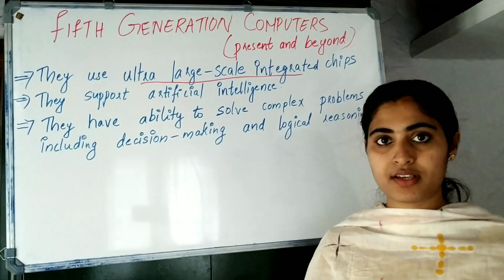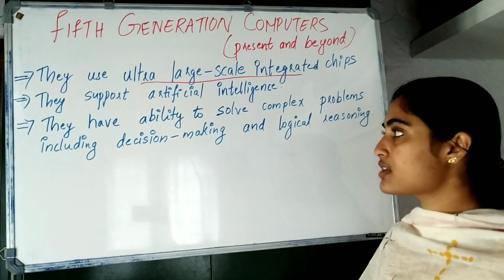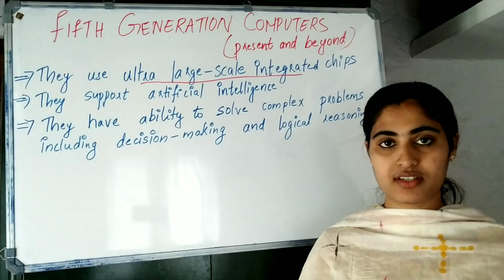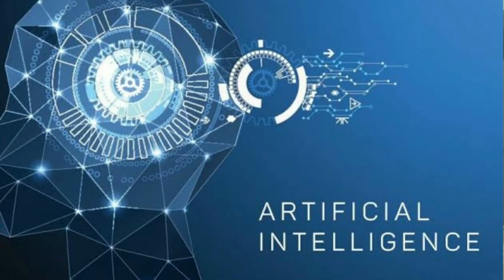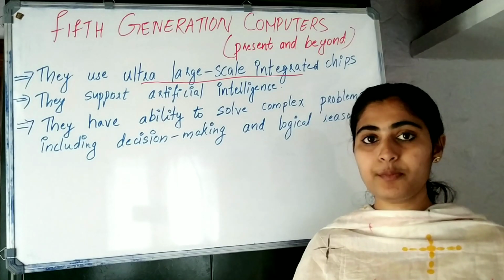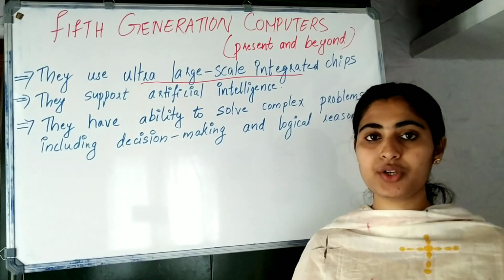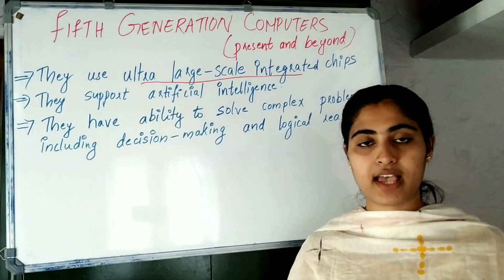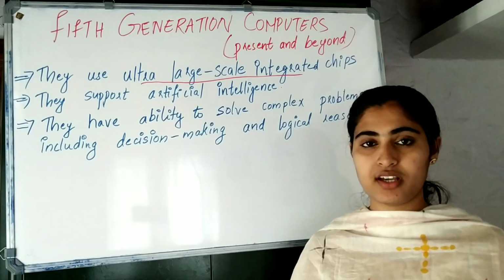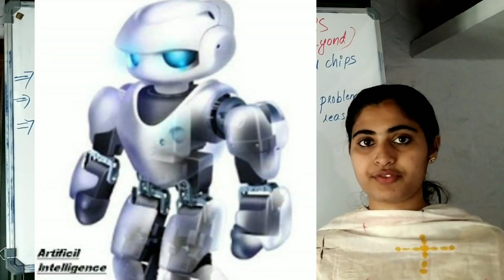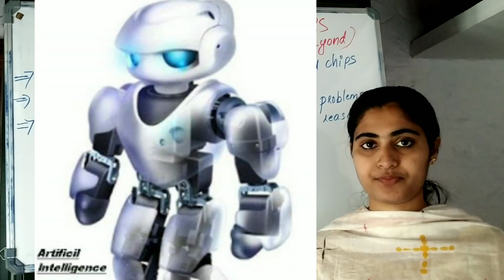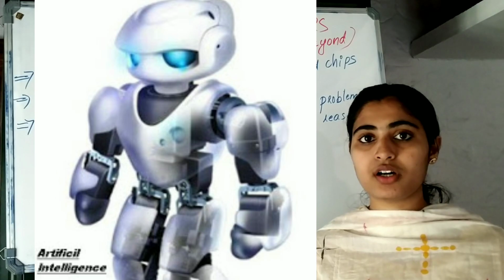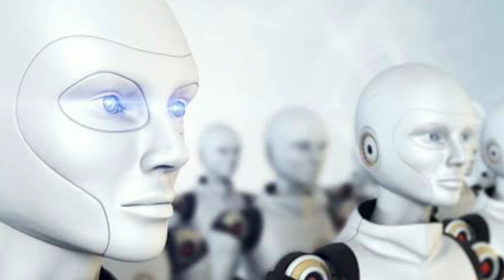Okay. And second point is, they support artificial intelligence. What do you mean by artificial intelligence? It is a technology that will help computers behave like humans. For example, a robot is an example of artificial intelligence. A robot uses artificial intelligence. A robot is able to think like humans.